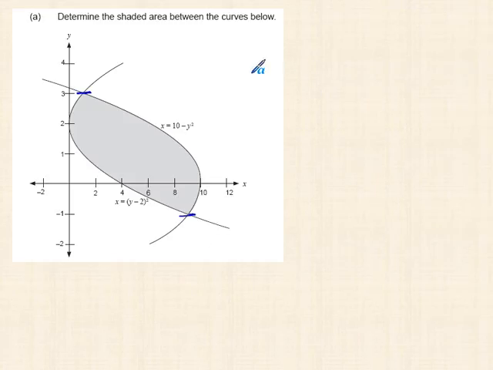So our integral is going to go from -1 to 3. Since this one is always to the right, we don't need to use a modulus or anything. So we'll just have 10 minus y squared take away y minus 2 all squared dy.